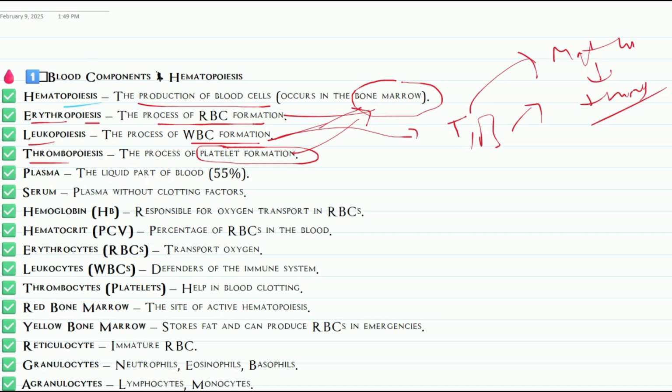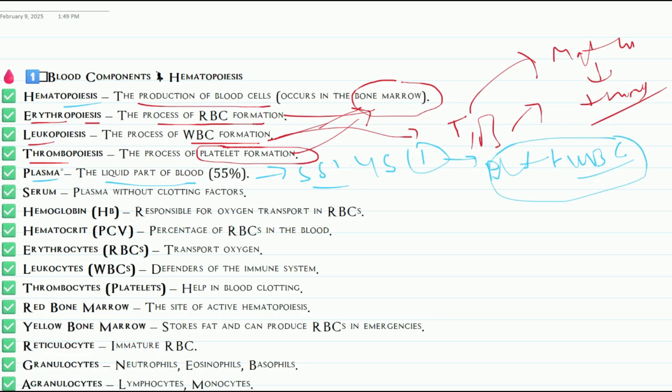Then another one we have is plasma. So what is plasma? Plasma is the liquid part of blood which is 55% in proportion, and the rest is 45% RBCs and 1% a mixture of platelets and WBC, right? Which we call the Buffy coat, right? The term Buffy coat is used when the platelets and WBC combine during centrifugation, right? So at the bottom we see the RBCs, in the middle we see the platelets and WBC, and at the top we see the plasma, right?